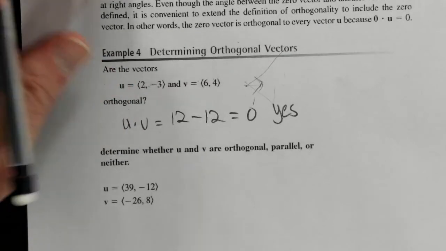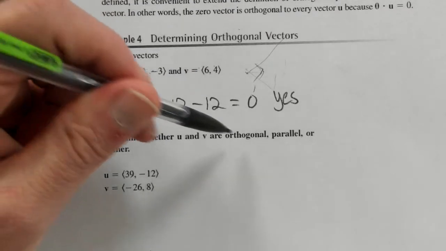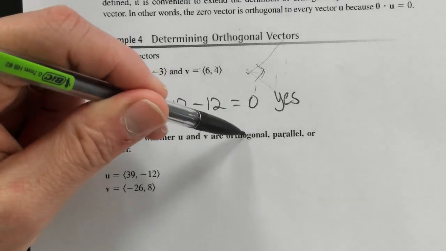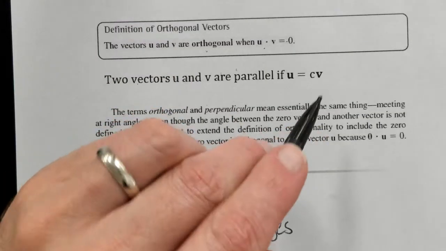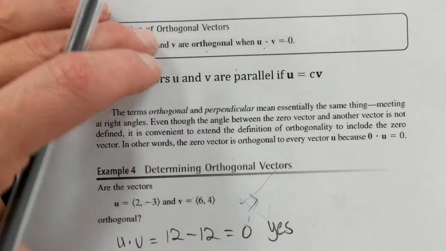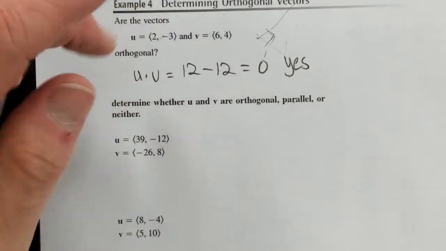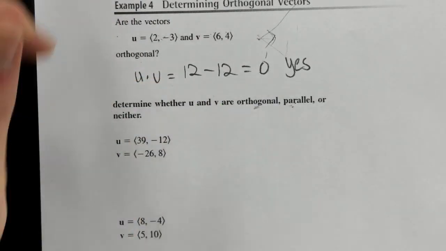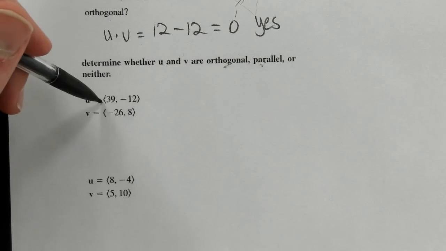Determine whether u and v are orthogonal, parallel, or neither. If their dot product is 0, they're orthogonal. If there's a factor that you can multiply by to get the same vector as the other, they're parallel. If that's not the case for either one, then it would be neither. All right, let's take a look at this one.